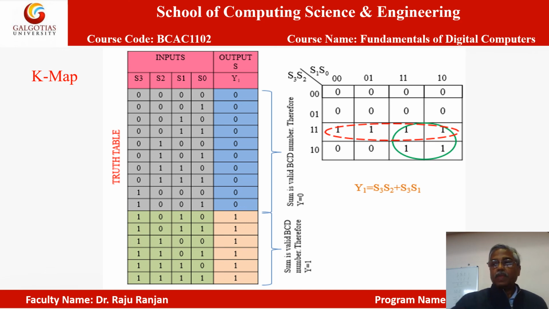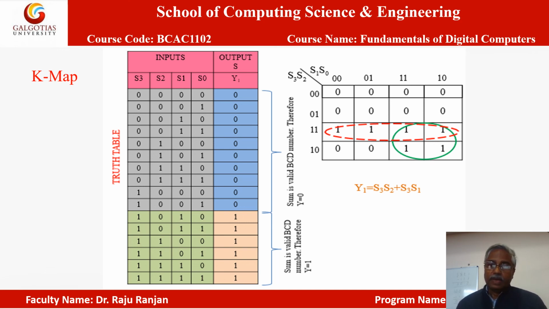How? You know that for making a group, we group all 1s when it is in the power of 2, means either we will group two 1s or four 1s or eight 1s like that. So here these two groups are made, one marked by red circle and the other marked by green circle. Okay, so there are two groups of ones. So now we will find the expression for these two groups.